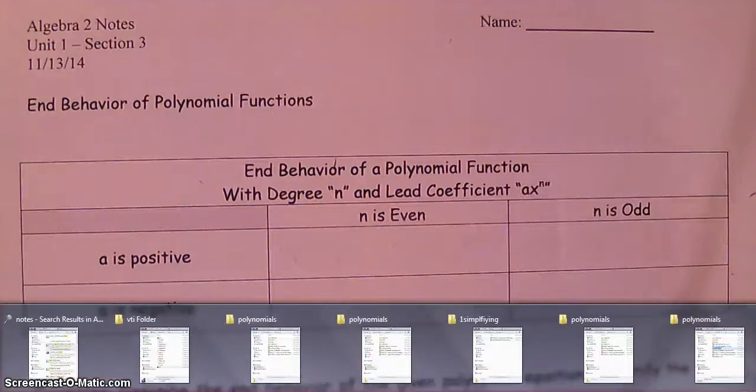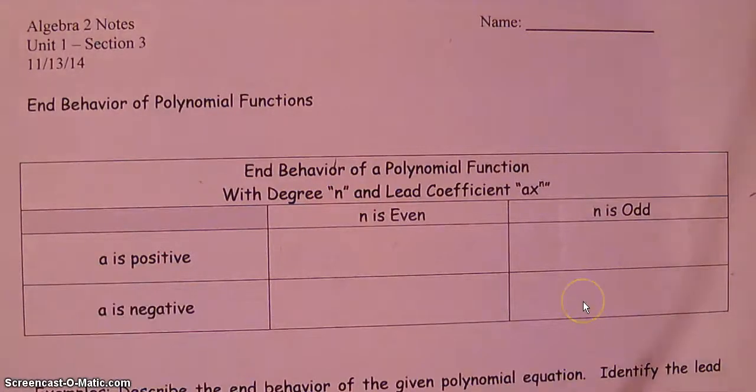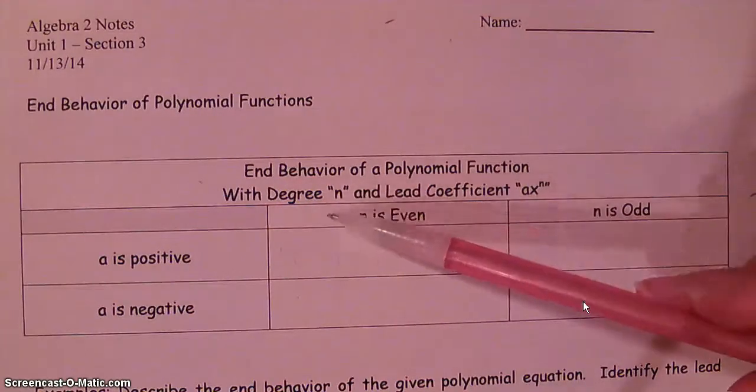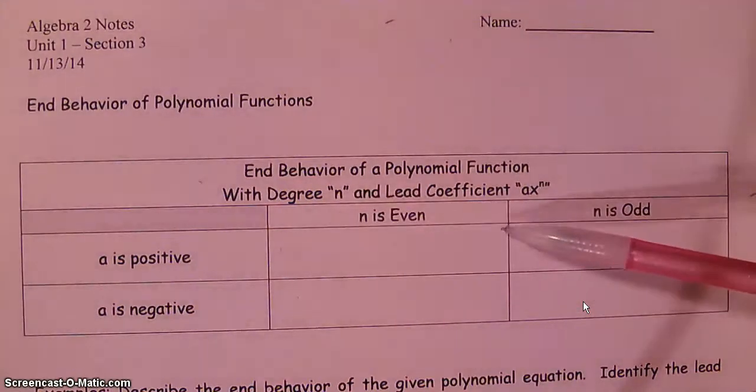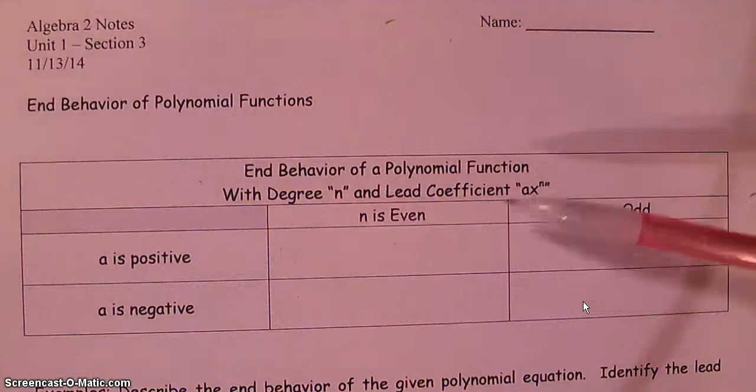Alright class, today we're going to take some notes on the end behavior of polynomial functions. We've talked about this a little bit in class, but we're going to actually do some note taking and discuss it further. When we look at the end behavior of polynomial functions, we always want to look at their degree and the lead coefficient. So here I'm just saying with a degree n and a coefficient a x.